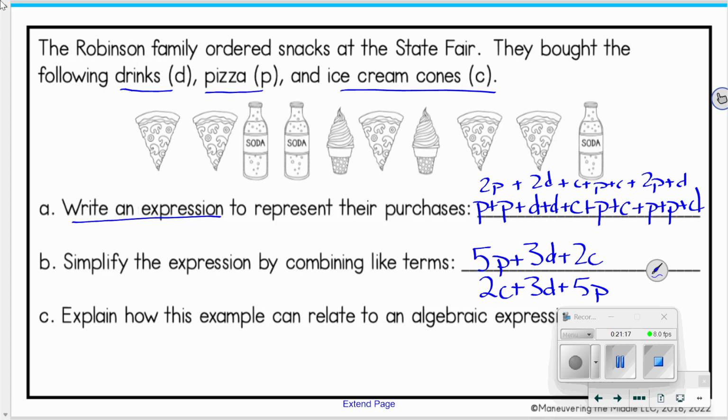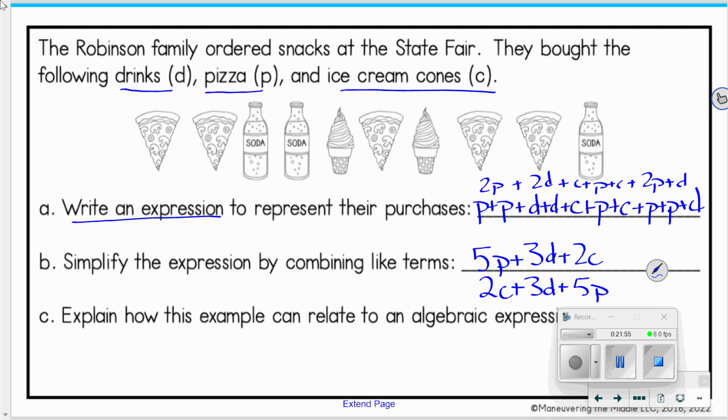The purchase is made by the Robinson family. Okay, but how can this example relate to an algebraic expression? How does this relate to an algebraic expression? To explain the how, you need to list everything. Not only in order, but also you have to pay attention and go step by step. But how did we organize it? Where did we put it? Alphabetical order. To show that we need to put all similar things together.